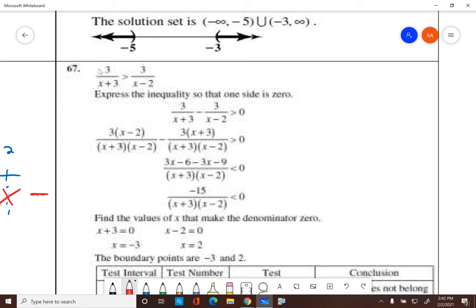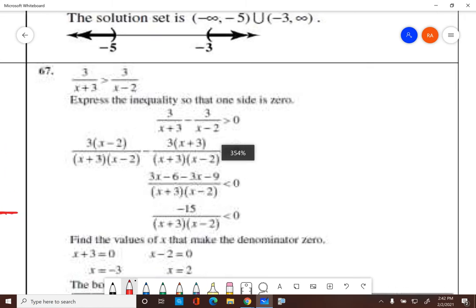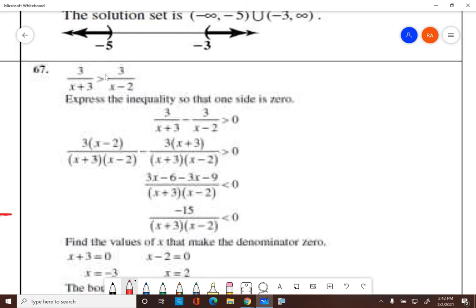Again, you can't multiply both sides by x minus 2 because the variable can flip the inequality. So I have to do some legal algebra where I'm not multiplying or dividing both sides by a variable. Okay, so then if I switch this over, I'm going to have this over here, and I'm going to get a common denominator. So I'm going to multiply this by x minus 2 over x minus 2. I'm going to multiply this by x plus 3 over x plus 3 to get that common denominator.